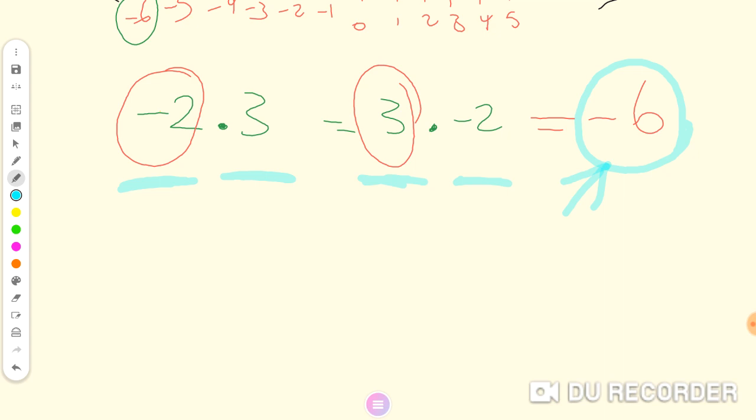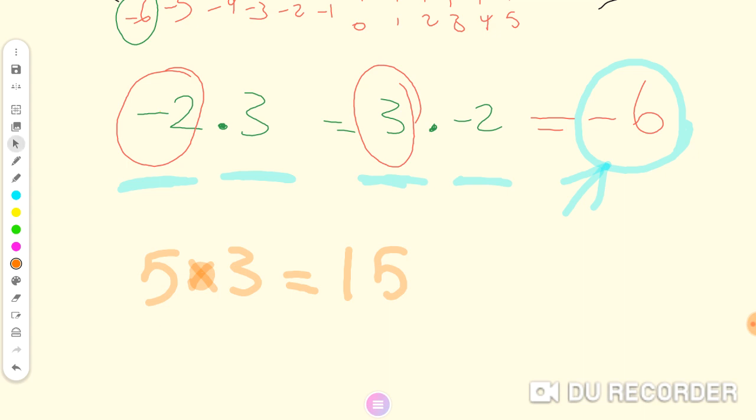Okay? What about in the case of similar signs? Like 5 times 3. Positive number times positive number. Positive, positive is positive. It will give us 15. 15 has a sign of what? Positive, but we don't have to write the positive sign in front of the number, okay? So positive, positive, positive.